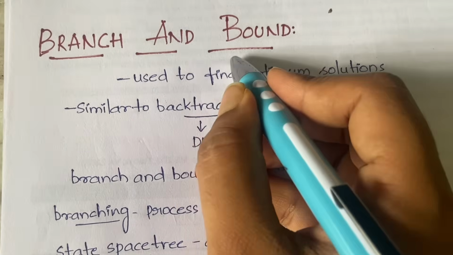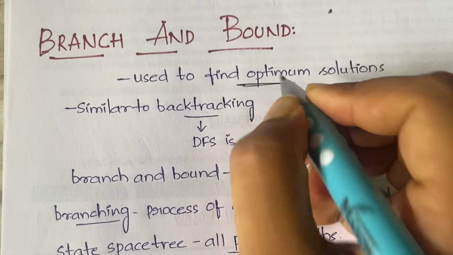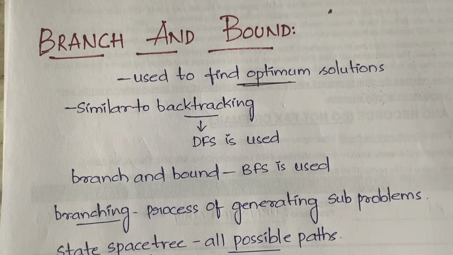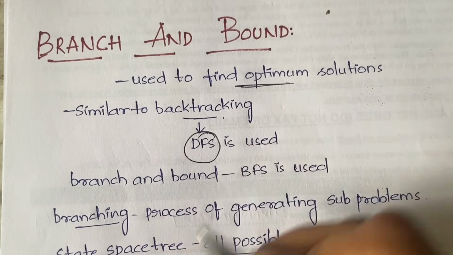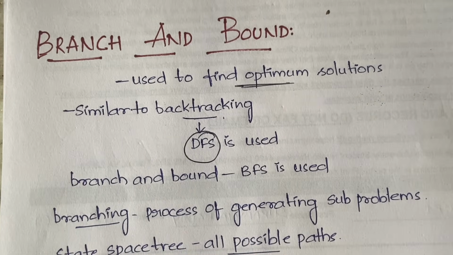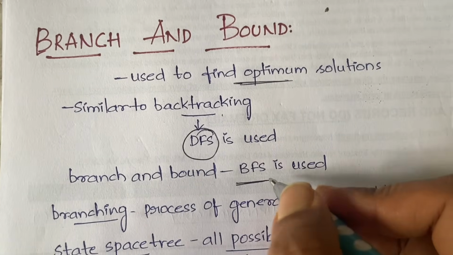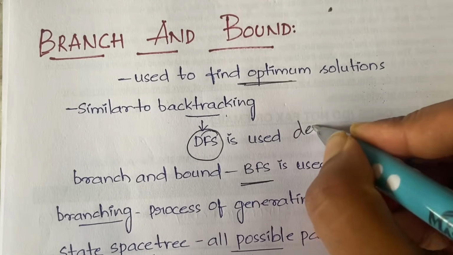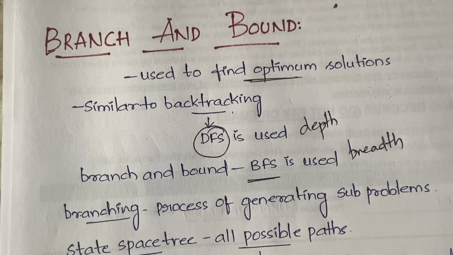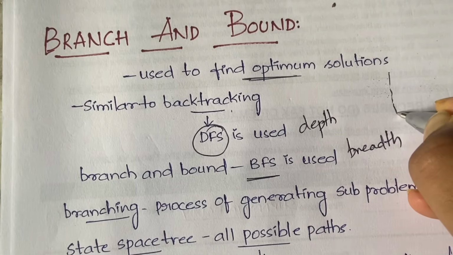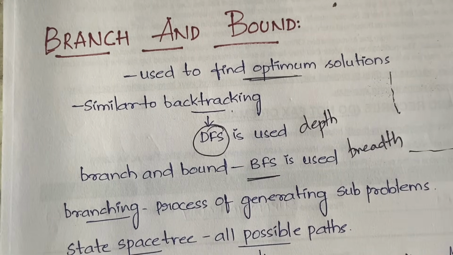We are using branch and bound in order to find the optimum solutions. Optimum solutions means the best solution. That means we have to get more profit. We should always concentrate on getting more profit. It is similar to backtracking, but in backtracking we use depth first search, whereas in branch and bound we use BFS, breadth first search. Depth here, breadth here. You know what depth first search is, right? You are searching by depth. Breadth means you are searching by the breadth of the tree.